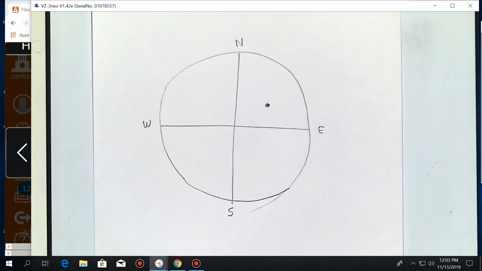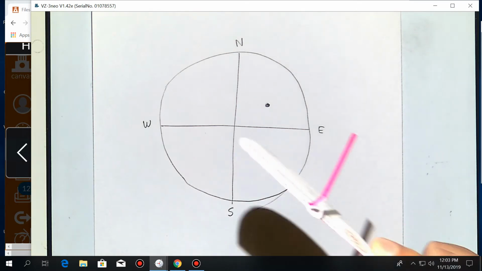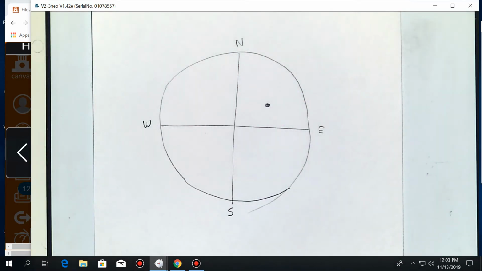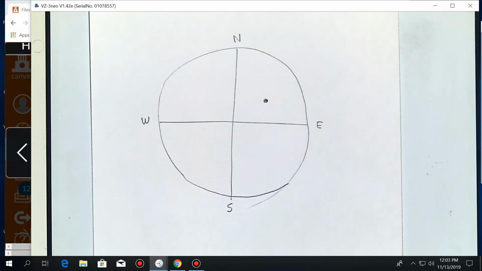I don't know if you saw my announcement, but I gave you directions about how to make this. Again, you can bring this to the exam. That's not an issue.